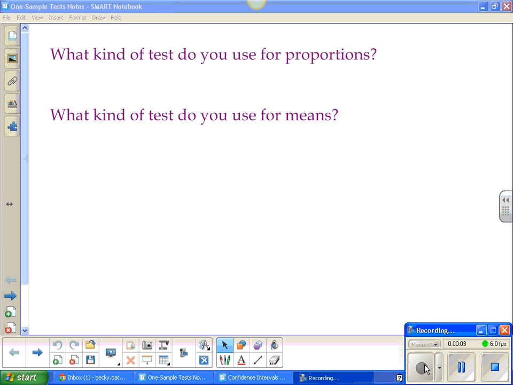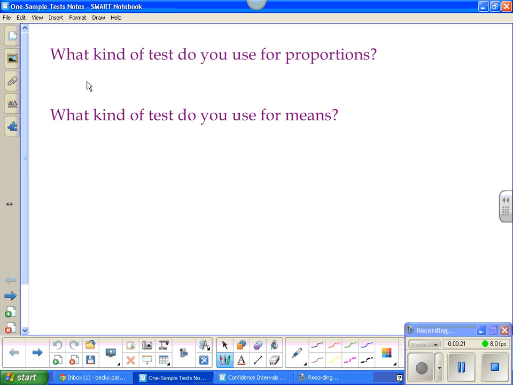Okay, so today we're going to talk about testing parameters. So we're going to test for mu's and for proportions. What kind of test do you use for proportions? So what do you call it? How do you start?